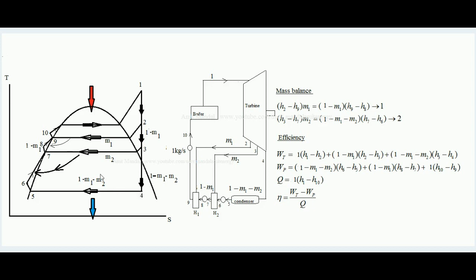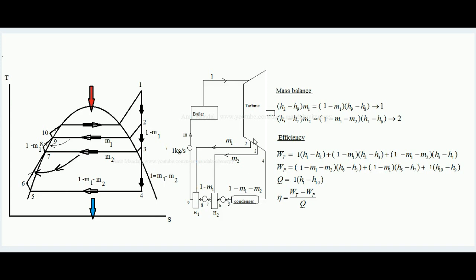Now in the condenser the amount of steam reaching is again 1 minus m1 minus m2, which is equal to the amount of steam coming out exactly from the exit end of the turbine. So this much steam would condense in the condenser. At point 5 there is a pump which is taking the liquid water and forcing it to go inside the feed water heater, which is starting from point 6.